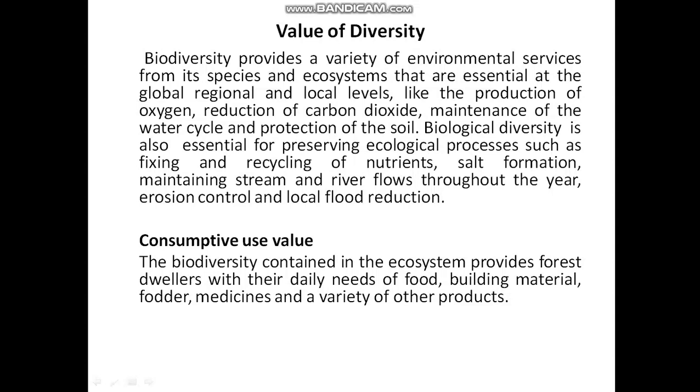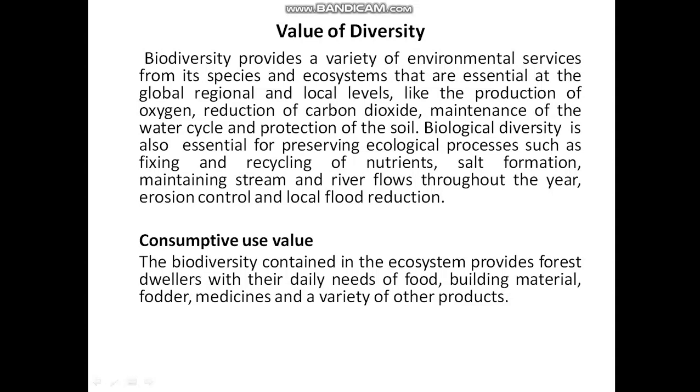Biological diversity is also essential for preserving ecological processes such as fixing and recycling of nutrients, salt formation, maintaining stream and river flows throughout the year, erosion control, and local flood reduction. So these are some of the values we have of biodiversity. Now let us go on further and talk about consumptive use value.